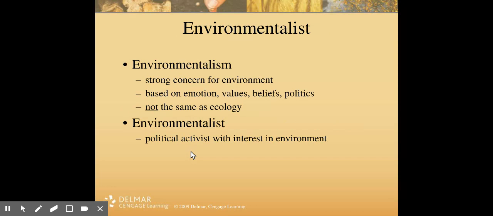So, a little bit different idea here, an ecologist versus an environmentalist. Environmentalism is based on emotions, beliefs, what that person thinks is important as opposed to what is actually happening. So, an environmentalist is someone that's politically active in some way that's interested in the environment. So, those are the people you see having like rallies on the side of the road against driving your cars or polluting the ocean or whatever it is.